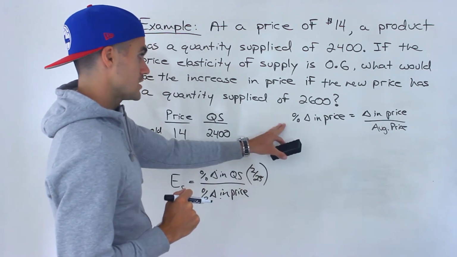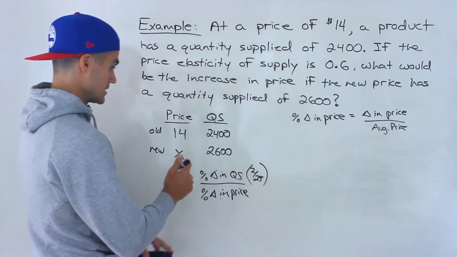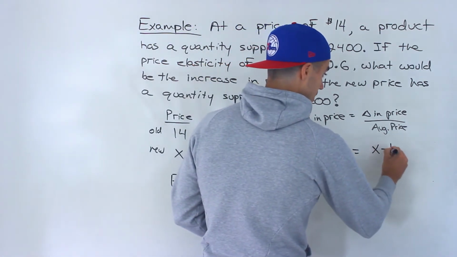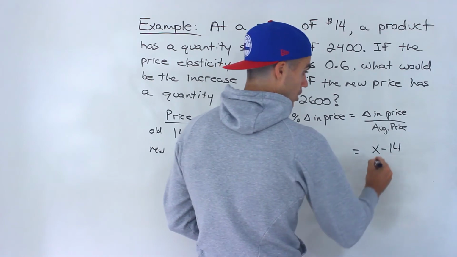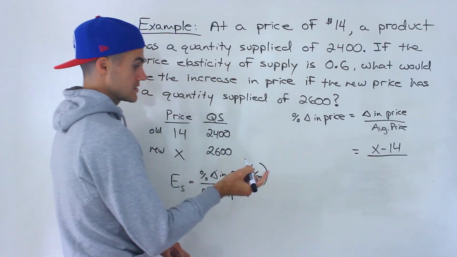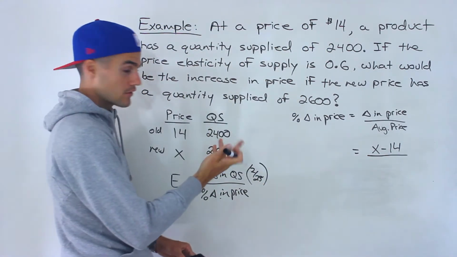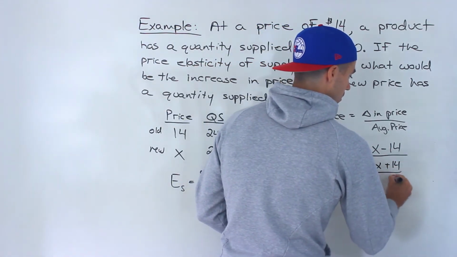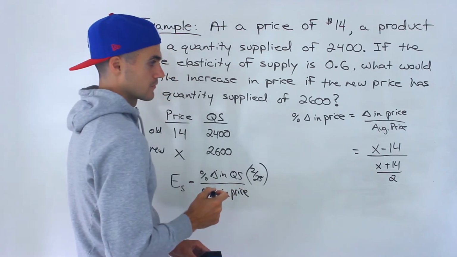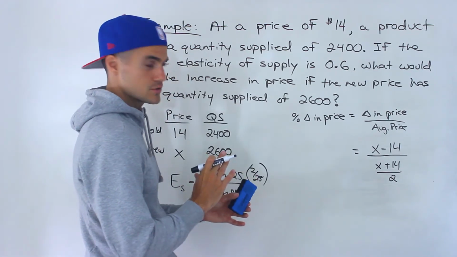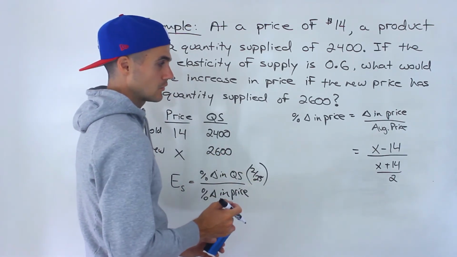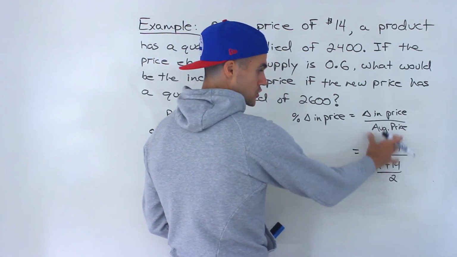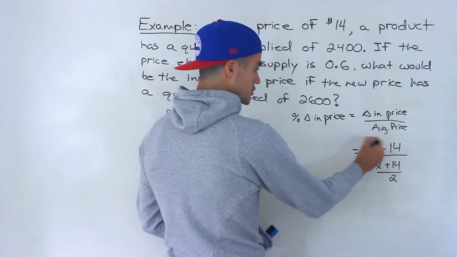So percentage change in price is the change in price, which is new minus old, so it's going to be x minus 14, over the average price, which is both of these added together divided by 2. So it's going to be x plus 14 all over 2. And see, now you start seeing how this is going to be a little bit more complex here, because we've got variables. This is like a rational function, a rational expression.